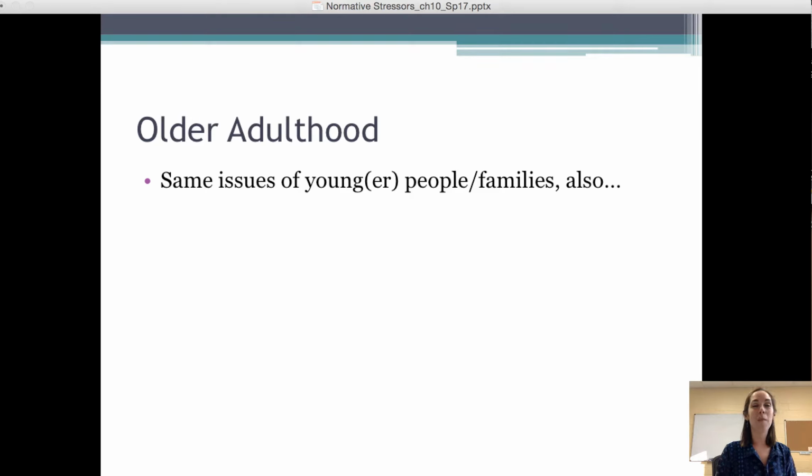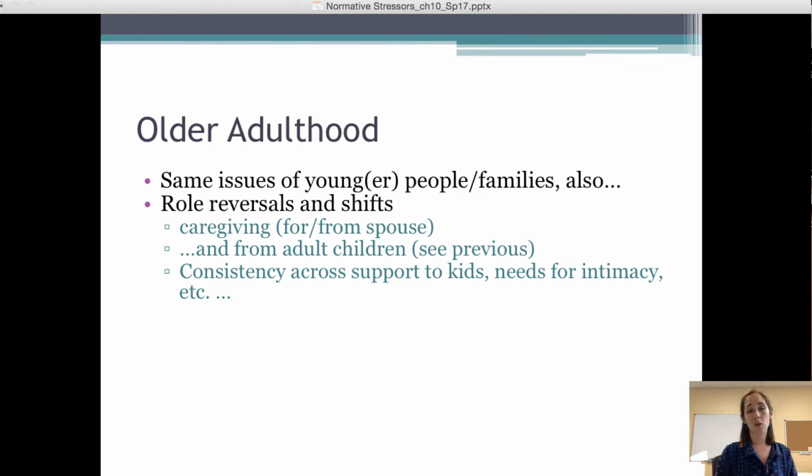It's so good. Older adulthood, we have the same issues of younger people and families. So everything that we've been talking about thus far in families, it still applies. All the positive comm stuff, all the things to do and not do still applies. And we also see even more role reversals and shifts. Caregiving for a spouse, caregiving from a spouse, and from your adult children. Think about what that's like.